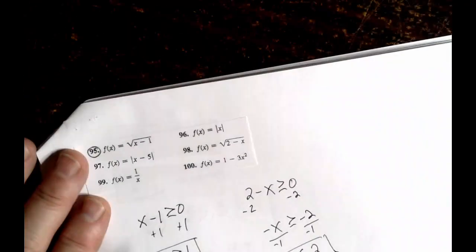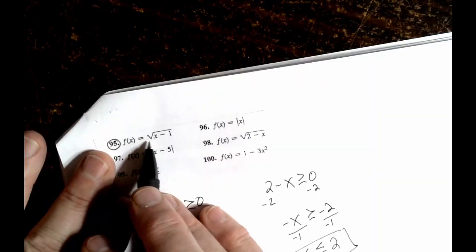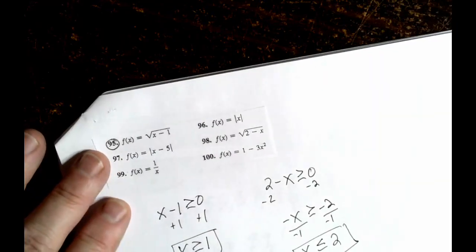The reason why you have to do that is because if you pick something like 0 or negative 1, you're taking the square root of a negative number, and you can't do that in mathematics. You can't take the square root of a negative number.